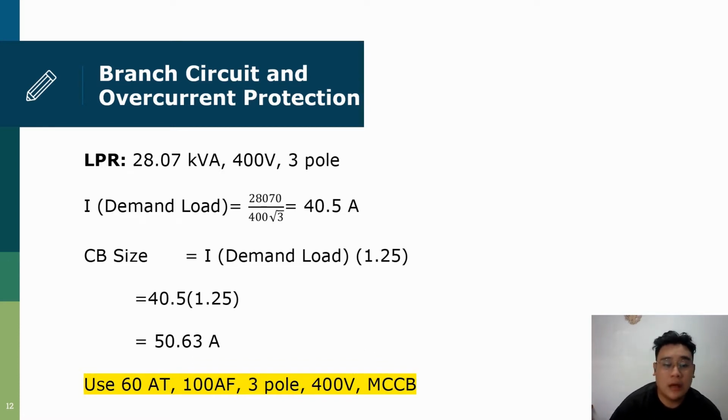For the circuit breaker size, current demand load times 1.25 again. So 40.5 times 1.25 equals 50.63, so we will use the 60 ampere trip, 100 ampere frame, 3 pole, 400 volts molded case circuit breaker, which is also indicated in the schedule of load.